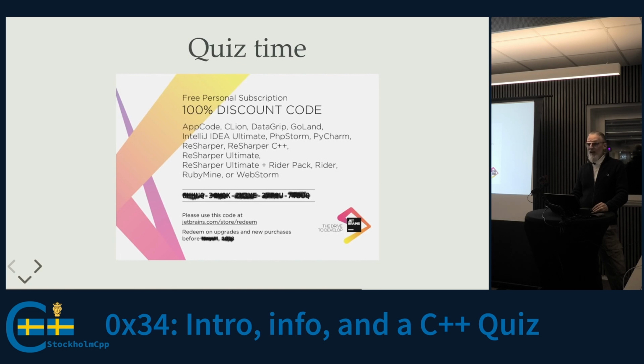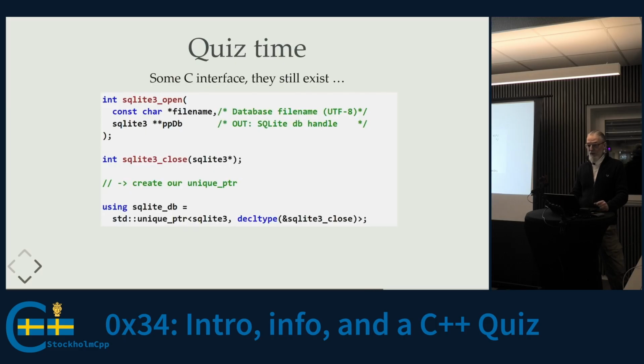So, quiz time. Again, JetBrains license for a JetBrains product of your choice. And I came up with something here today. So we have this C interface, which is SQLite open a file, and you get the file name and the handle to the pointer where SQLite shall create its thing for you, and the close function. And we, of course, use our smart pointer. And this is what we do since C++11.